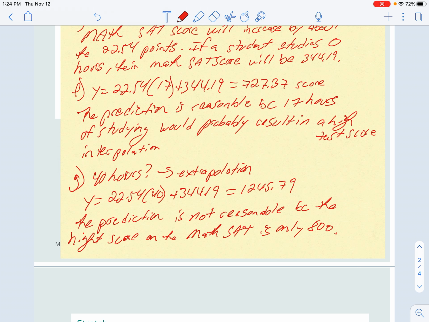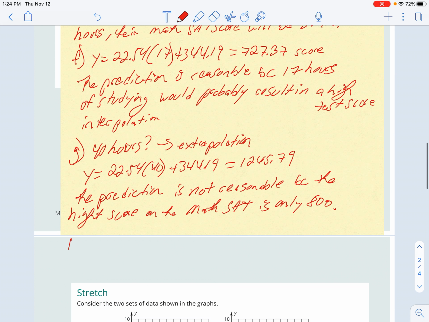And letter H, we're running out of room here. I'll just write letter H right here. One of Mr. Lee's students comes back to him the following year and says that he studied for 15 hours on the math SAT and got a score of 610. He argues that the equation predicted that he would have had a 682. What do you think explains this discrepancy?